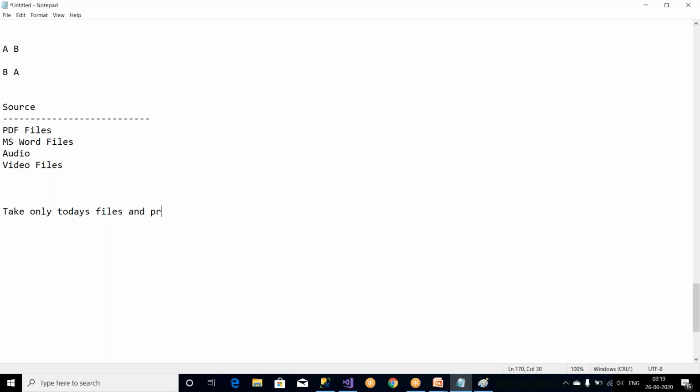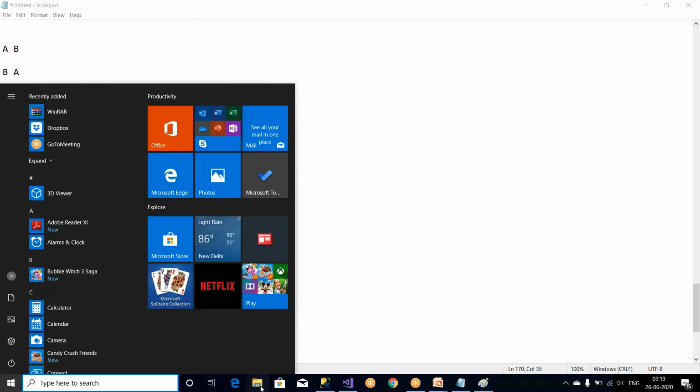Files and process. Now, what is the meaning? I'll give you one file, and you take the data from that file. That is something different. But the customer is telling you, take only today's file, Bhaskar. Don't take any other file.